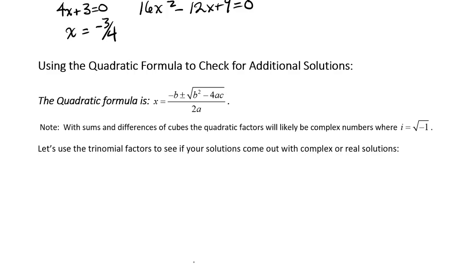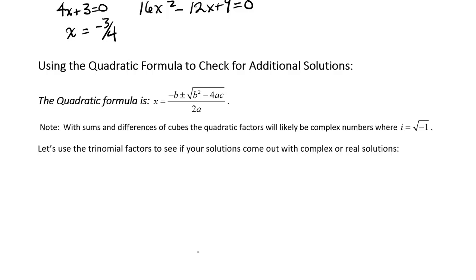The quadratic formula is x is equal to negative b plus or minus the square root of b squared minus 4ac all over 2a. This will be helpful when you have a trinomial that does not have nice factors.